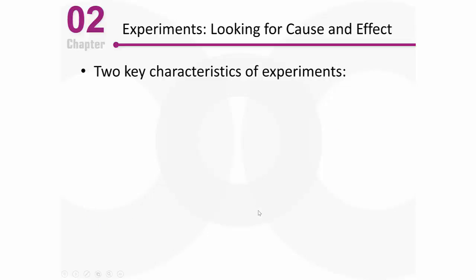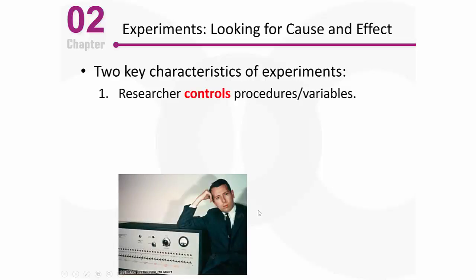There are really two key characteristics of experiments. One key characteristic is that the researcher has a lot of control over the procedures that take place and the variables that we measure. Remember, we talked about Milgram and his research on obedience to authority. I mean, think about everything that we saw. He created a lab that was so intricate, and people had to run through a series of procedures that were all laid out and very well planned. He had complete control over that entire situation.